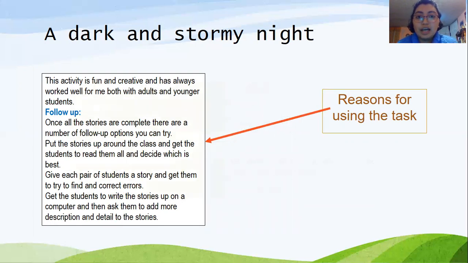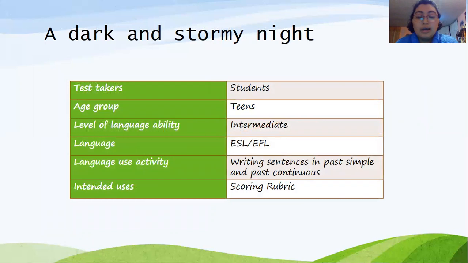So finally, I want to mention a little table that I made. In this case, I put the most important things that I think about when I analyze this task. First, who are the test takers? In this case, they are the students. The age group, I put teens because it works with younger students. I am going to suppose that these students are in 10th grade or first bachelor.